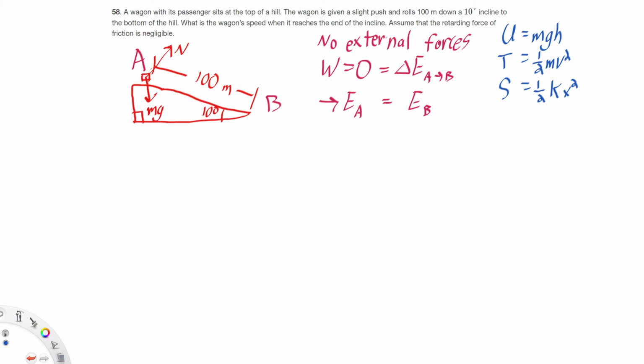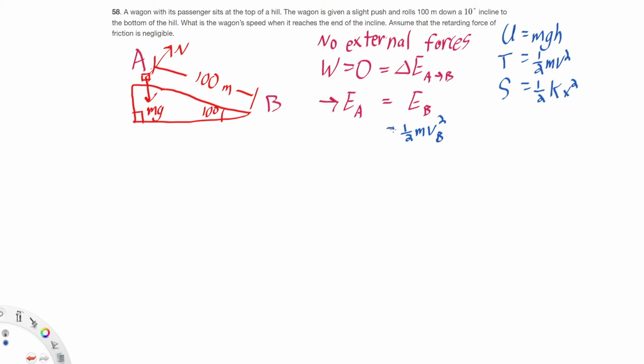So at the top of the hill, Trainmaster, it has kinetic? For it to have kinetic energy, it needs to have a speed. At the bottom of the hill, it's definitely going to have a speed. So for E_B, we're definitely going to have kinetic energy: 1/2 m v_B squared. And actually, that's what we're looking for, the velocity at B. So it's a good thing that it showed up in our analysis.